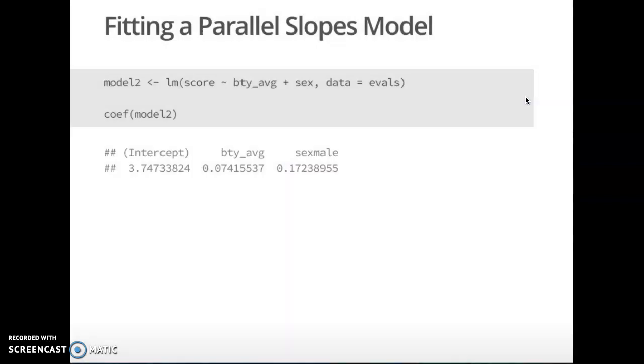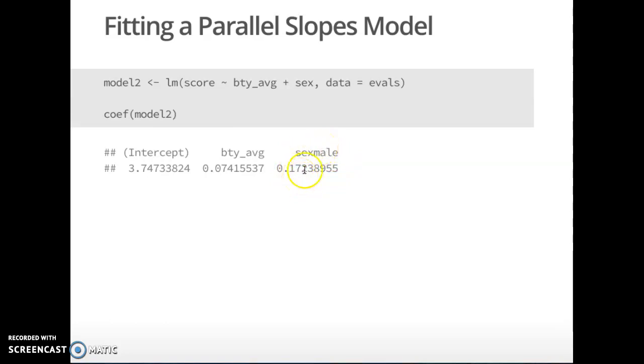When we fit a parallel slopes model, the only thing we add to our original model is a plus sign, which means "and." We're including another explanatory variable, and we add on the sex explanatory variable. That says, I want to model the average course evaluation score with the average beauty score and the professor's sex. If we pull off the model coefficients, we see our original intercept, our original slope, and the only thing we've added is this sex male coefficient.